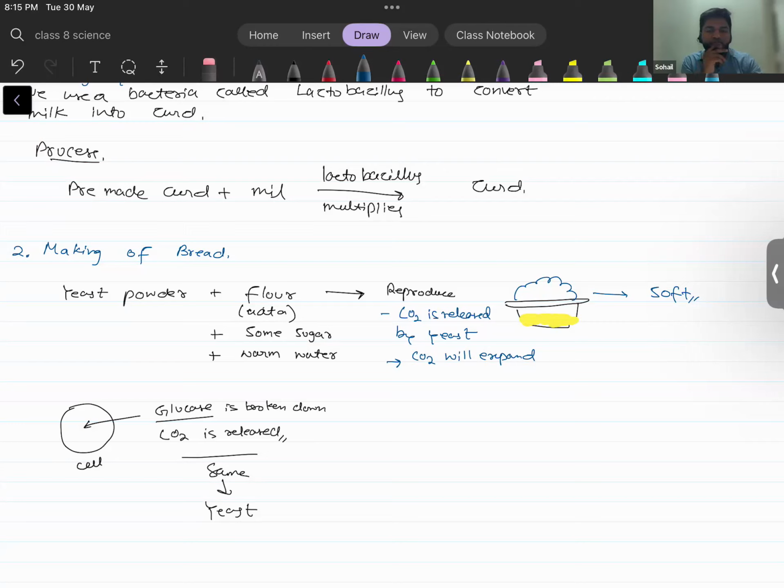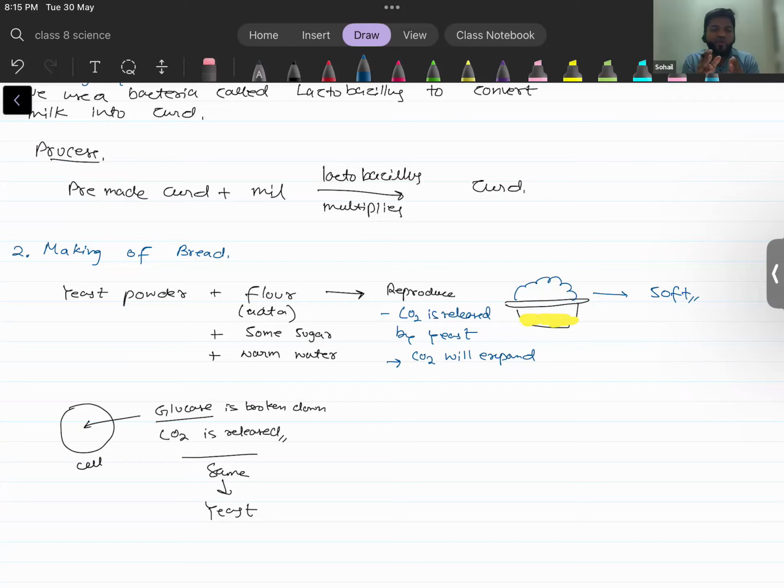Okay, go on. And then the dough becomes softer, and glucose is broken down. No, no. The dough has become softer once it starts to expand. When it expanded, it became soft. But why did it expand? The reason behind that is the yeast is multiplying. Their number is increasing from 1 to 2, 2 to 4, and so on.